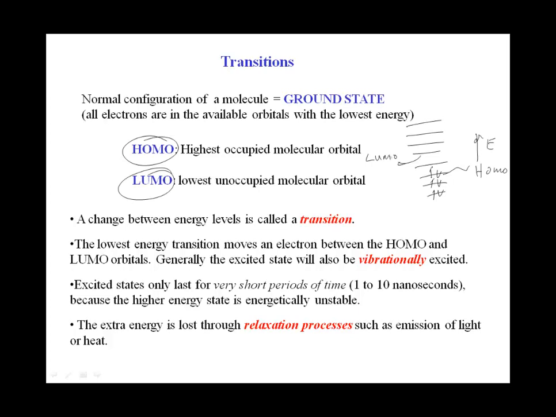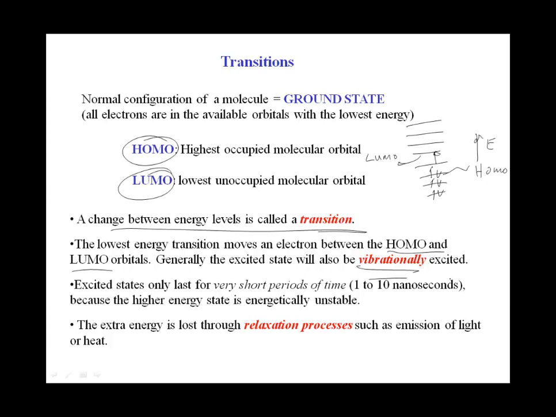And when we're talking about electronic transitions in the UV visible region, we're talking about transitions like that. Usually the HOMO is either a non-bonding orbital or it's a pi orbital. This thing here that I've drawn with the arrow is a transition, and the lowest energy transition involves a transition between the HOMO and the LUMO orbitals.